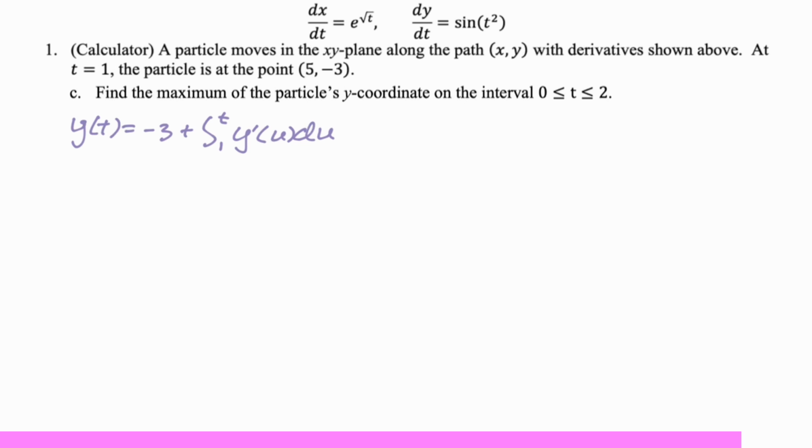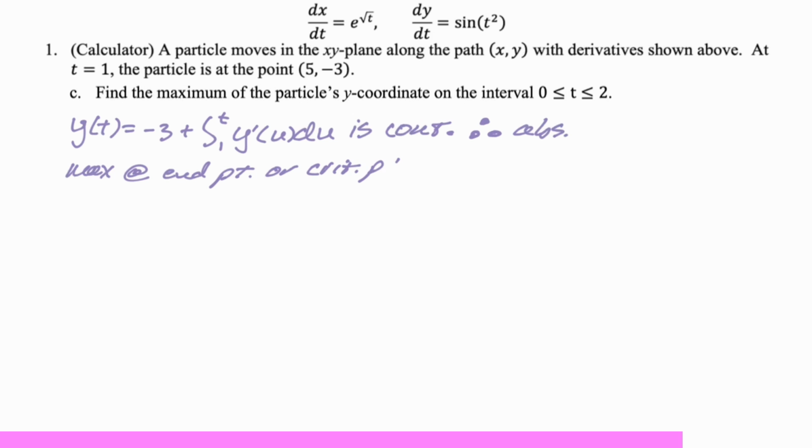So I'm just using u and du. You wouldn't want to use x here, I don't think, because x is also a part of the problem. This is definitely continuous. And therefore, we can say the absolute maximum will be at an endpoint or a critical point. And the reason for that is the candidates test. So I like to get that out of the way right away. Then I can just do the problem. So we need to find the critical points.